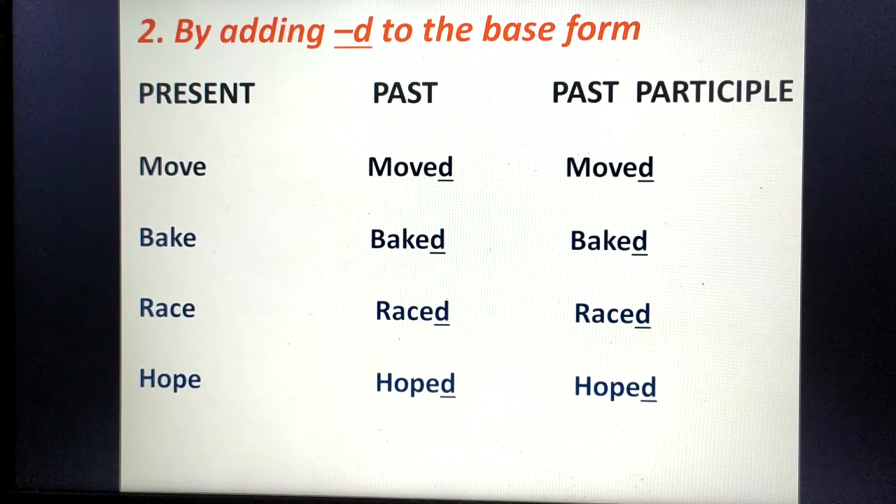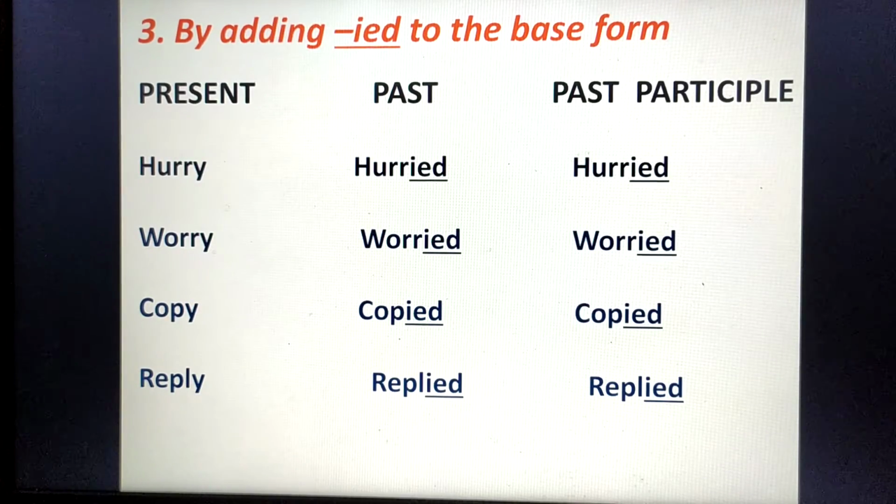Here move became move, moved, moved, bake, baked, baked, race, raced, raced, hope, hoped, hoped. Here we simply added d, and all these words in base form are ending with E. Then only we can add d to make it past and past participle. The third way for formation of a regular verb is by adding ied to the base form, right?